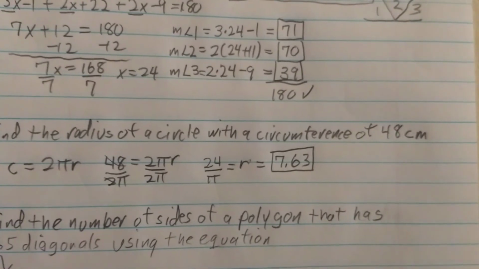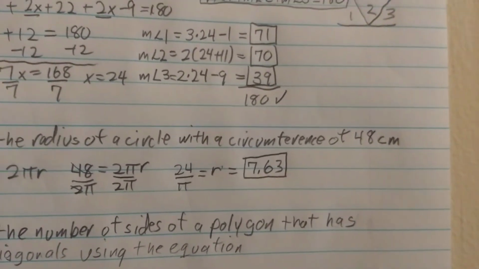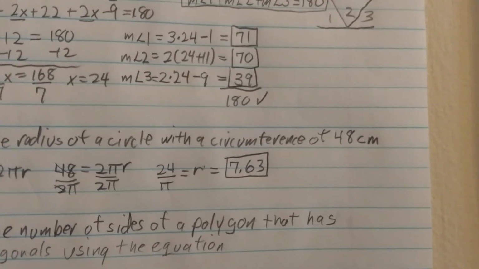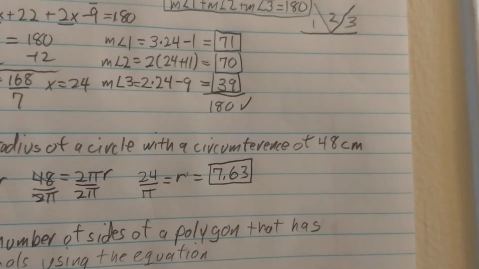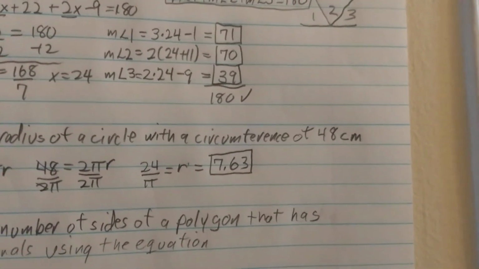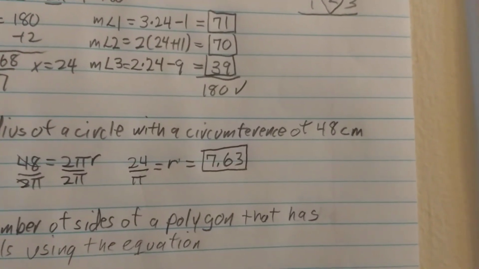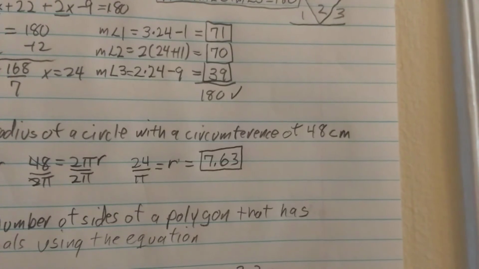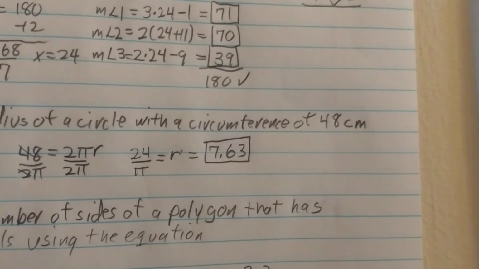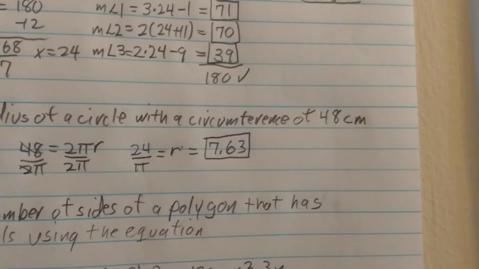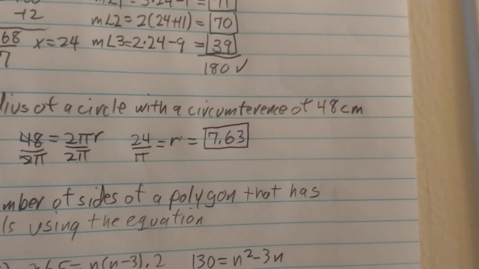But now we have to plug back into the original angles just like we did for the line segments, making measure 1 3 times 24 minus 1, 3x - 1, which is 72 minus 1, or 71. And measure 2 is 2 times (24 + 11), or 2 times 35 is 70. And measure 3 is 2 times 24 minus 9, 2x - 9, or 39. And those all add up to 180 as our check, which they have to.